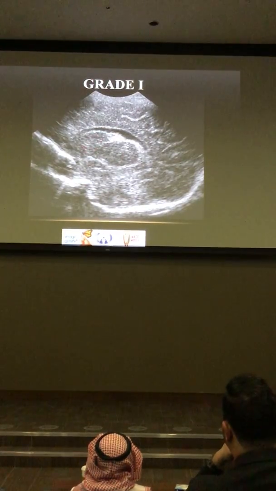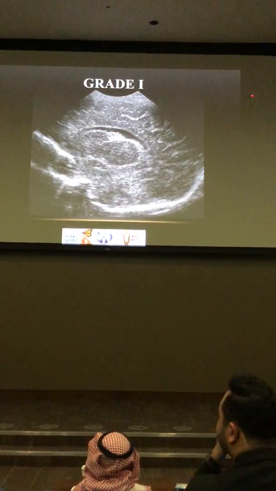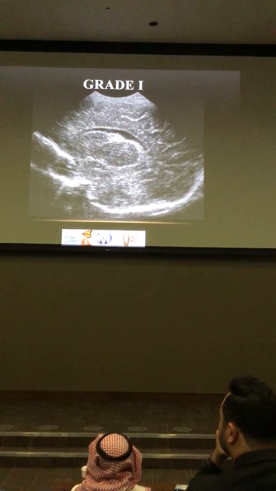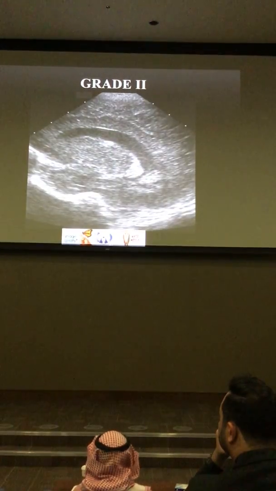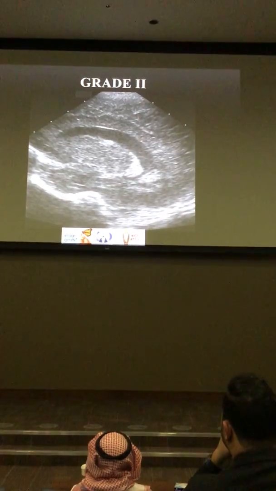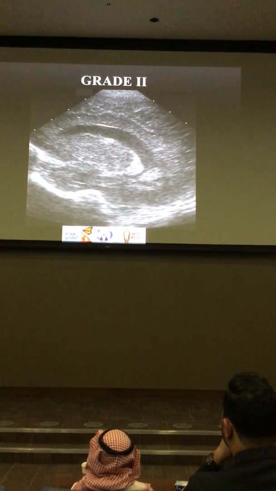This is how it looks. This is the caudate, this is the thalamus, and this is your bump. The caudothalamic groove should be nice and empty with no echogenic structures. Once you have this filled bump structure, this is a grade 1 hemorrhage. Grade 2 hemorrhage is where you have an intraventricular bleed with no dilatation.